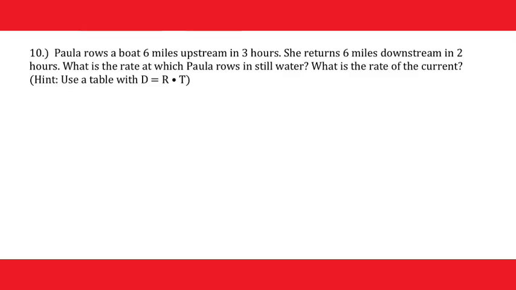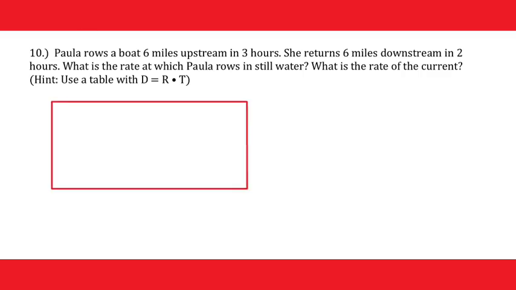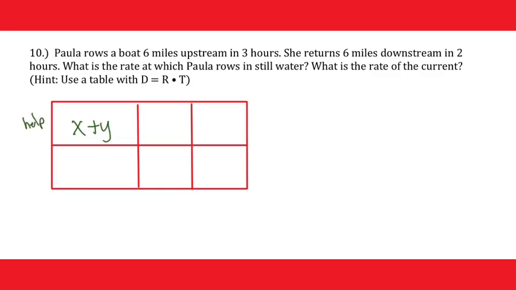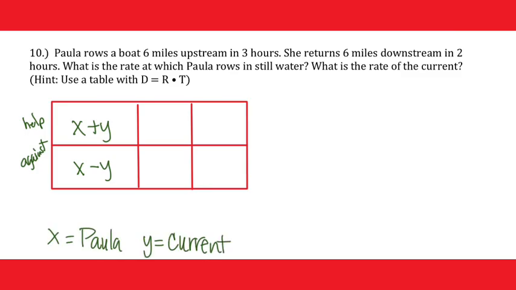All right. These questions that are about a current and a person, place, or thing that's fighting against the current or with the current are called rate problems. I set up my table, and I know that I always have the help of the current, and I have against the current, where the x is always represented by the person or the thing that is getting the help of the current or the hindrance of the current, and y is always the current.